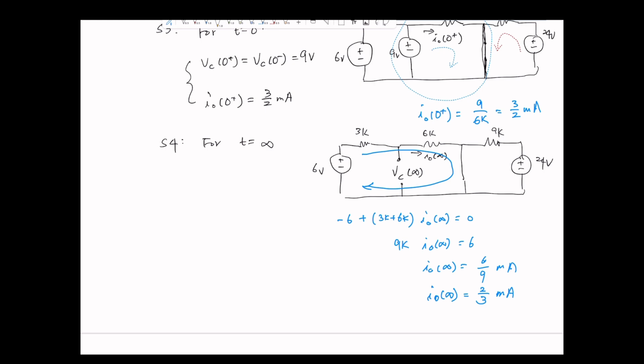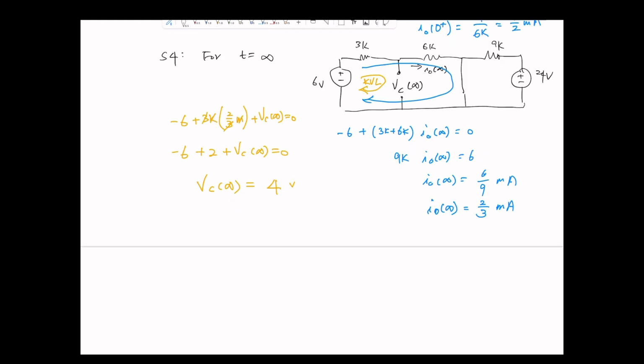To find the Vc of infinity, we do KVL in the first loop so that we can include V sub C of infinity. Then we have negative 6 plus 3k times I sub 0 infinity, 2 over 3 milliamp, plus Vc of infinity equals 0. Negative 6, 3 cancel out, k and milli cancel out, plus 2 plus Vc of infinity equals 0. Vc of infinity equals positive 4.